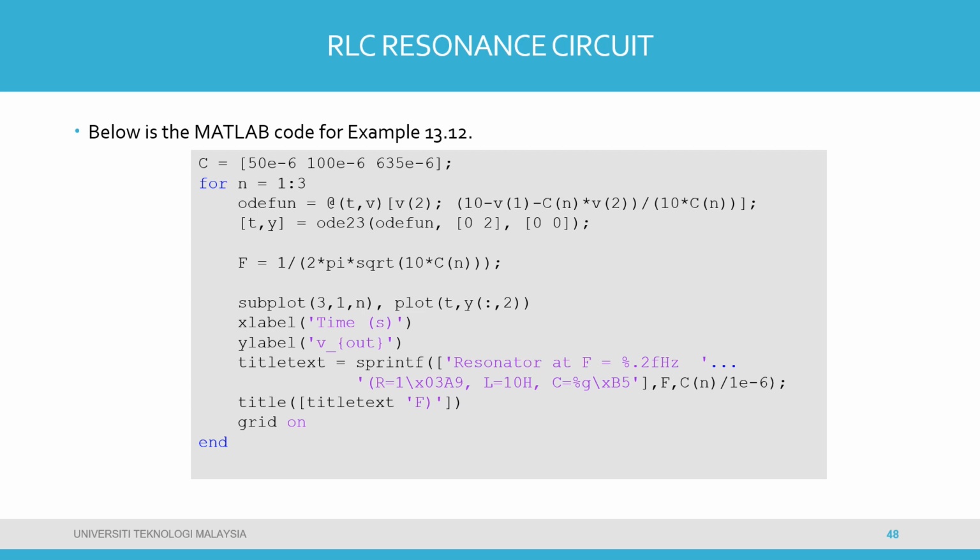Basically you have multiple values of C. So you have 50 microfarad, 100 microfarad, and 635 microfarad. Okay, and of course you just want to run for the first capacitor, second capacitor, third capacitor. Okay, and then ODE equals to, of course, at T and V, the anonymous function. Okay, and then the function itself.